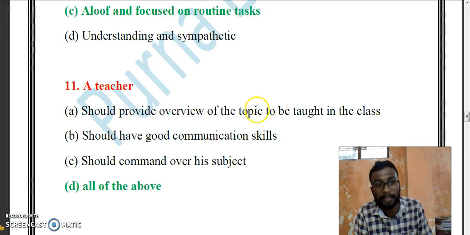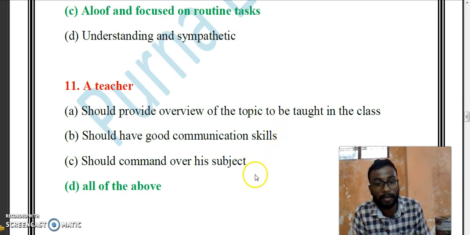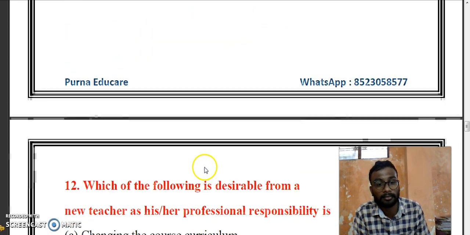Okay. Next question. A teacher should provide the overview of the topic to be taught in the class. Yes. Should have a command over the subject. All the above are the factors. 12th question.